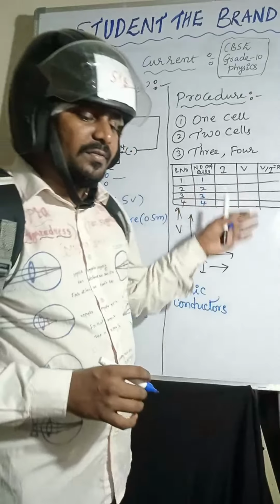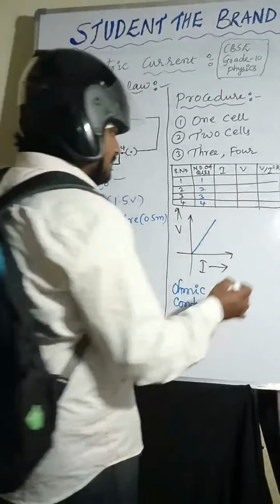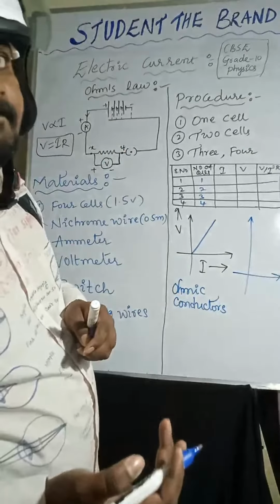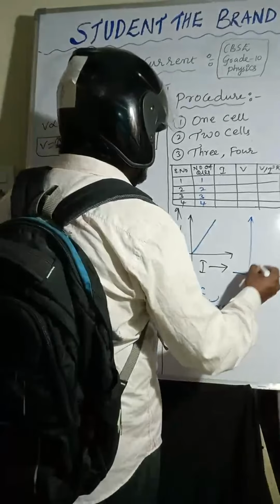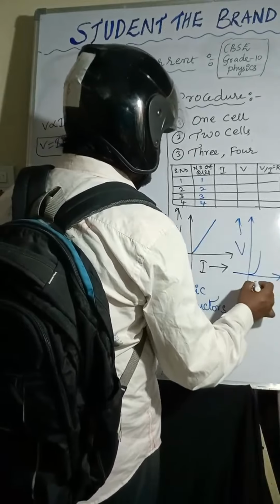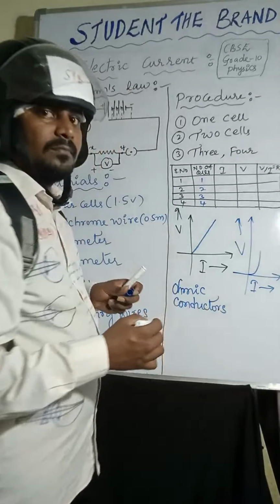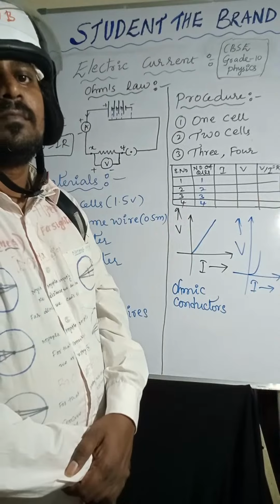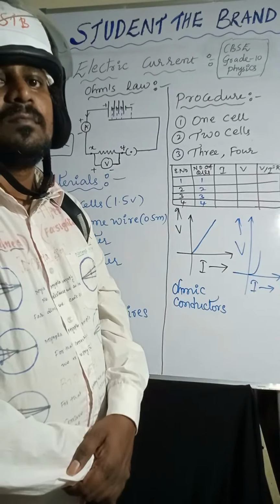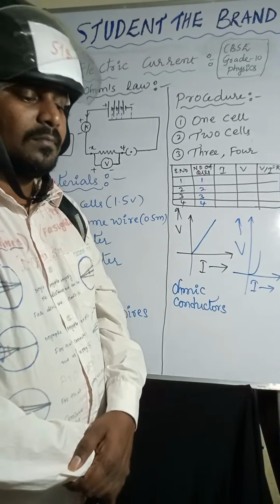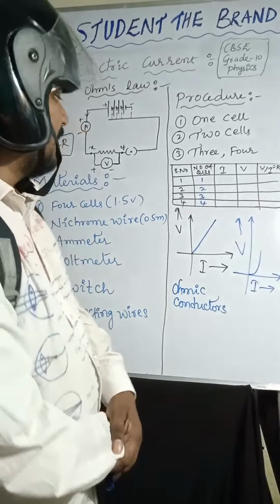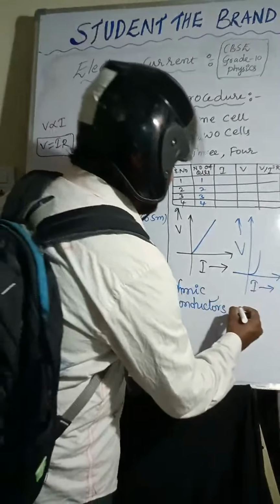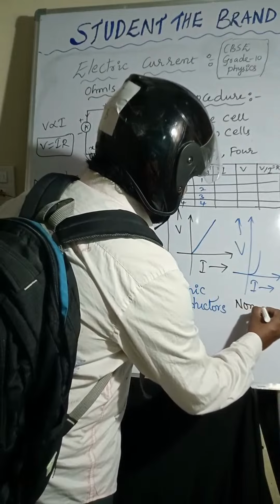The graph is curved for non-ohmic conductors. For an ohmic conductor, the graph is linear. For a non-ohmic conductor, the graph is curved.